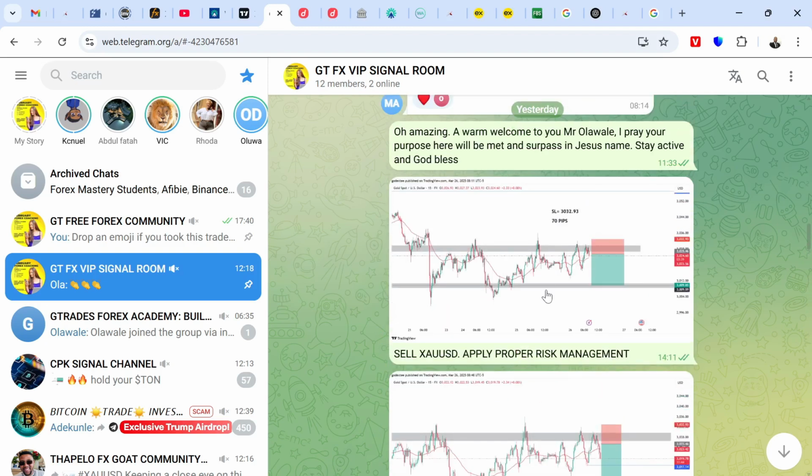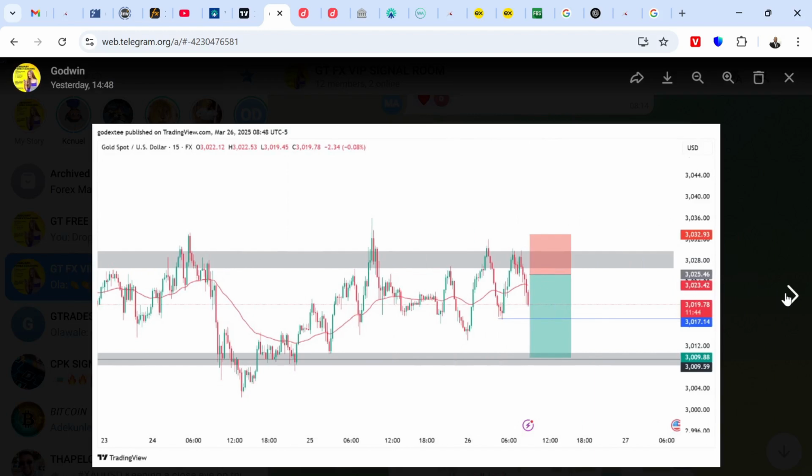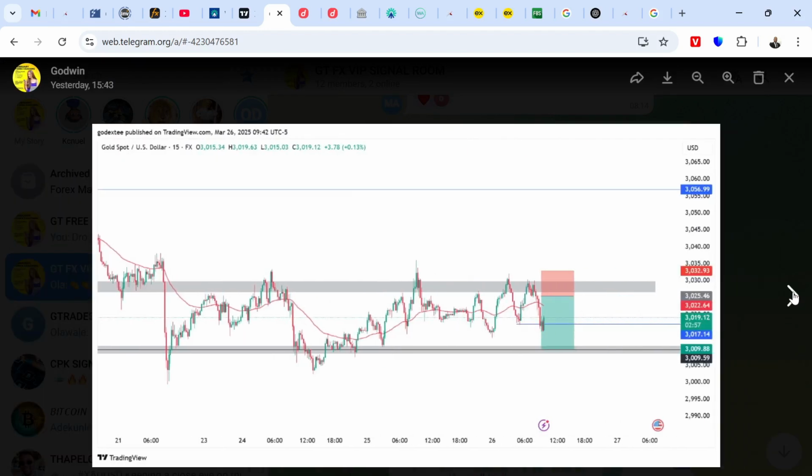This is the gold I talked to you about just now. This is the M pattern we spotted, right? And these are the follow-up results. When price was in our favor, I kept updating them. And that's the important part of this community.